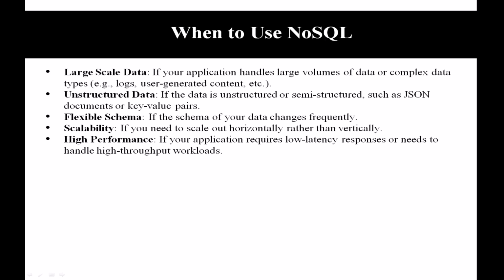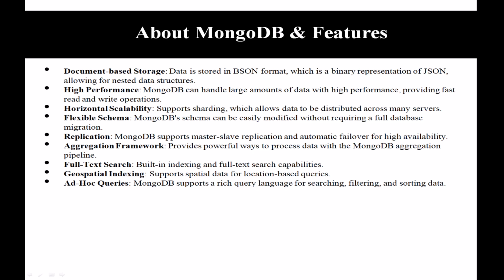Next, scalability. If you need to scale out horizontally rather than vertically. For example, you need to scale the data, so the number of columns will keep increasing rather than the number of rows. Like that, you need to have scalability so you can extend the data whenever it is necessary. High performance: if your application requires low latency response or needs to handle high throughput workloads.